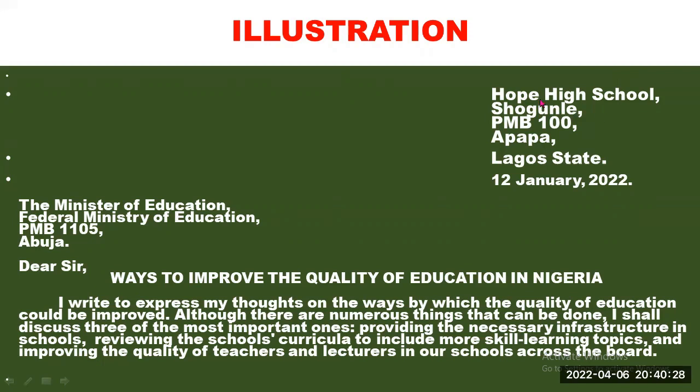What is important is for you to observe the punctuation. There is a comma after each line. Hope High School, comma, Shogunle, comma, PMB 100, comma, Apapa, comma, Lagos State, full stop, because it is a letter you are writing to someone within the country. So you can stop at your state. Then the date, you have to look at the punctuation, 12 January, comma, 2022, full stop. That's step 1. To write your address and date correctly, you are through with step 1.